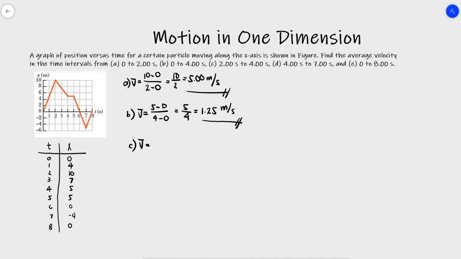Letter C. Solving for the average velocity from 2 to 4, the displacement after 4 seconds is 5 minus, for 2 seconds, that is 10, all over 4 minus 2. Simplify the equation, we get negative 5 all over 2, which is equal to negative what? What is negative 5 over 2? Negative 2.5 meters per second.